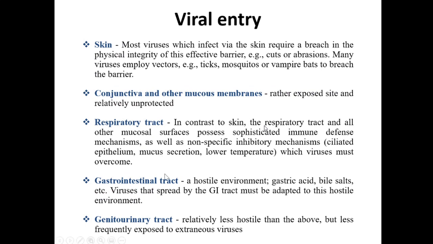We have the gastrointestinal tract, a hostile environment. We have gastric acid and bile salts. Some viruses are able to cross this environment, like polio. They cause problems after crossing the gastrointestinal tract, and they are resistant to all this gastric acid and bile salt.